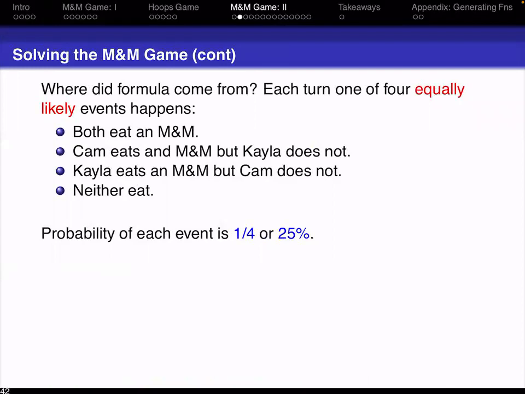So where did the formula come from? Well, on each turn, 1 of 4 things happen. They both eat an M&M. Cam eats and Kayla doesn't. Kayla eats and Cam doesn't, or neither eats. And the probability of each one is 1/4.